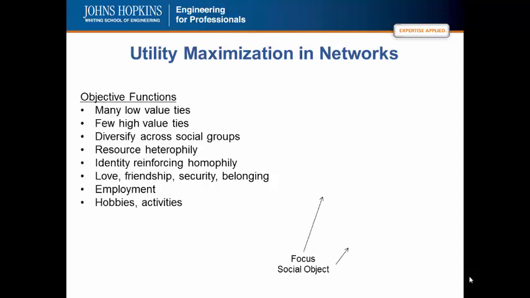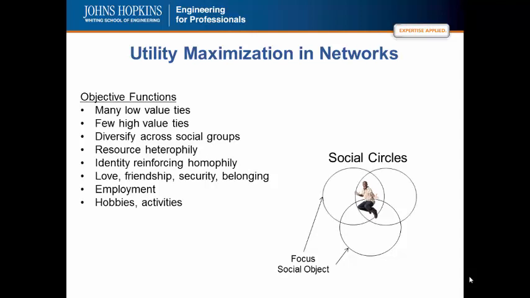people don't form connections at random, because we don't have the ability to just randomly form relationships. We are going to focus on some social object or focus, and that focus creates a social circle. A person might belong to one social circle, or they might belong to many social circles. And these objects basically create clustering around certain objects of social significance.